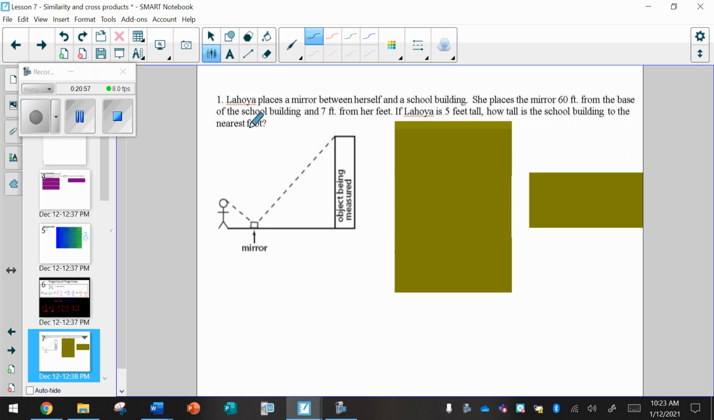So La Jolla herself is 5 feet tall. She places the mirror 60 feet from the building.